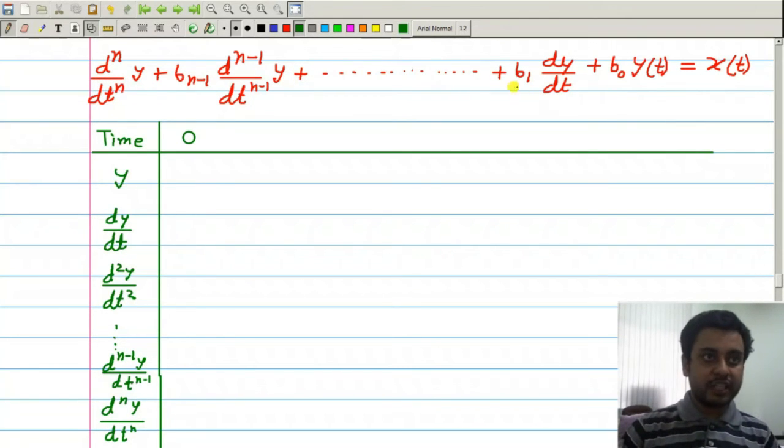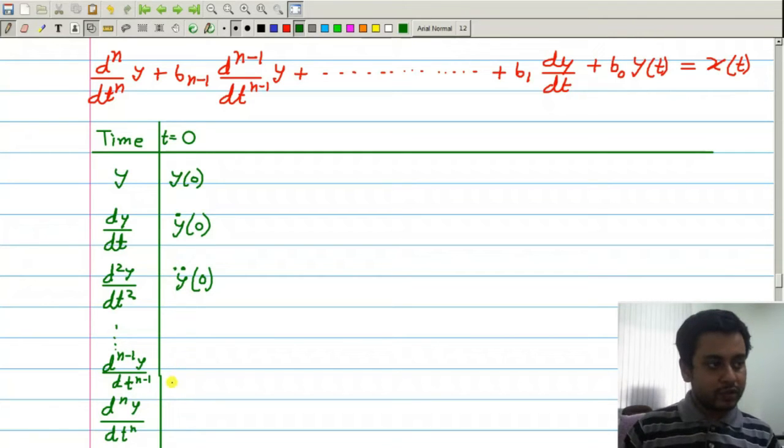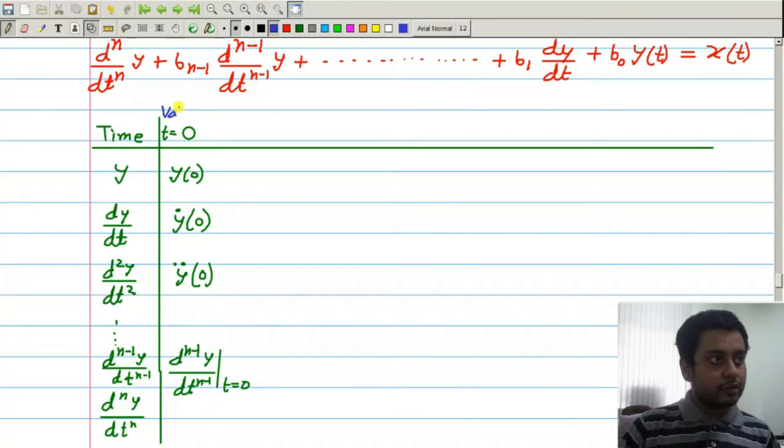Suppose this is the given equation, and at time t equal to 0, the value of y0 is given, the first derivative is also given, the second derivative is also given, up to the n minus 1th derivative. These are all given. So the values are given at the beginning.